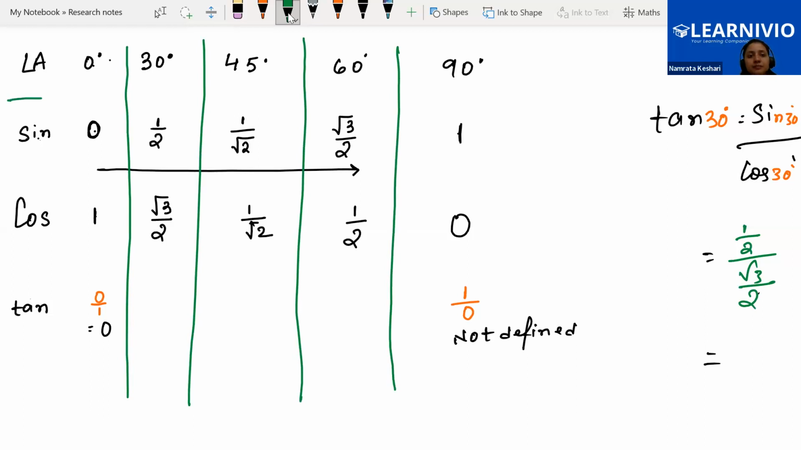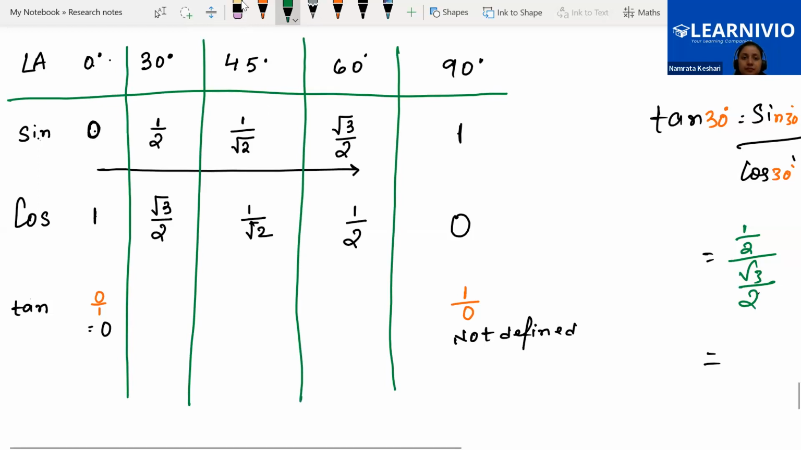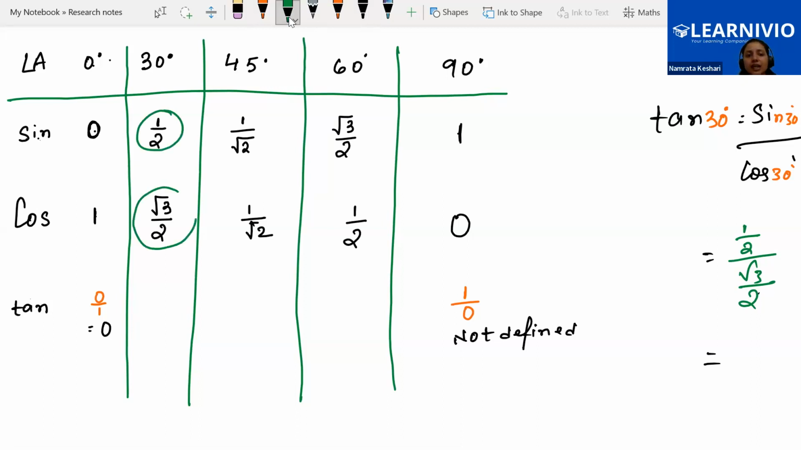Are you doing it? Yes or no? Zunad, Abdul, Noah, Alvina. 1 by 2. Can you see sine 30 value is 1 by 2 and cos 30 value is root 3 by 2? Can you see? Yes, ma'am. 1 by root 3. Is it 1 by root 3?